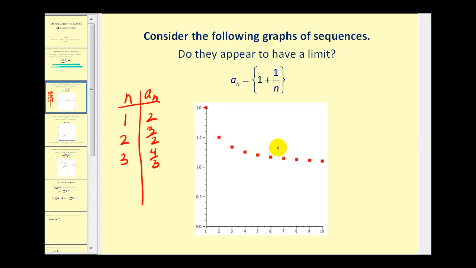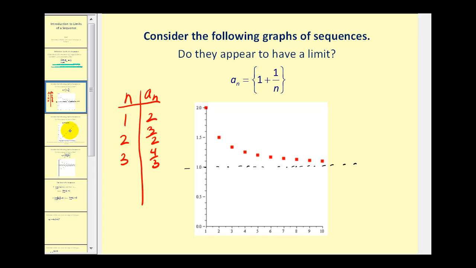So if we take a look at this graphically, we might be able to conclude that the terms of the sequence are approaching 1, and therefore the limit of this sequence as n approaches infinity would be equal to 1. Also, from what we know about limits, as n approaches infinity, 1 over n would approach 0, and therefore a sub n would approach 1.